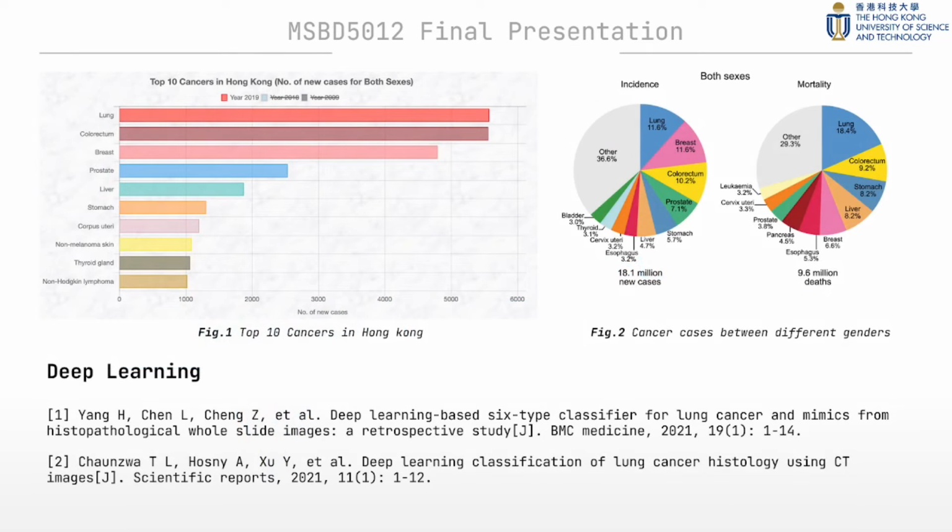In 2019, lung tumor was the most common cancer in Hong Kong. Moreover, according to Global Can, lung cancer is ranked first in both incidence and mortality. But distinguishing lung cancer cells from normal cells is time-consuming and difficult. So deep learning is introduced into this field.